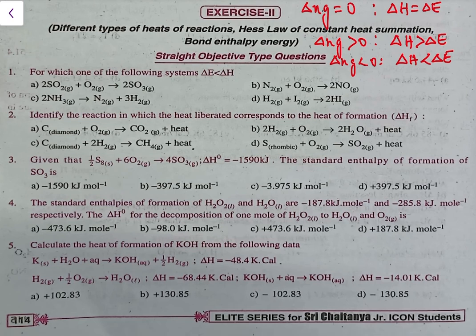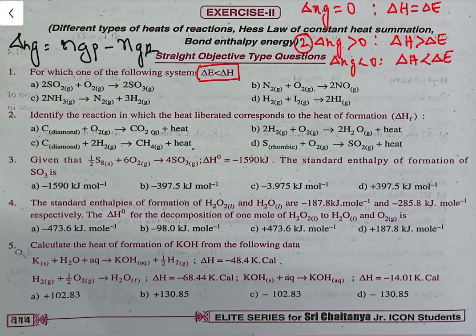So according to this, here delta E is less than delta H, which means delta H is greater than delta E. The second one we have to consider: in the given equations, where delta Ng is greater than 0, that is the answer. If you see the first option, SO2 plus O2 gives 2SO3. Here delta Ng is equal to the number of gaseous products minus the number of gaseous reactants. Right?